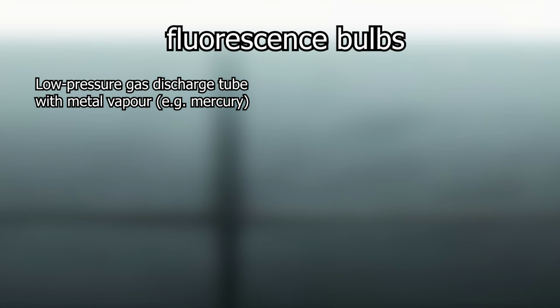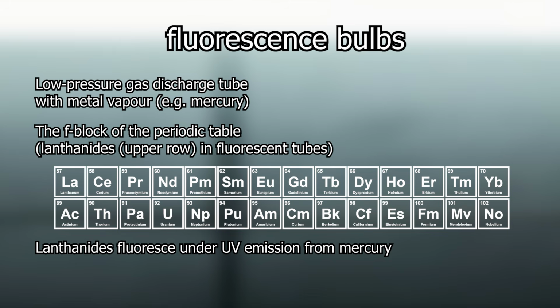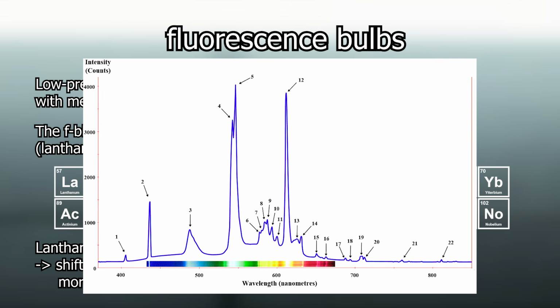In most laboratories, however, we have light that is generated by fluorescent tubes. Depending on the fluorescent tube, the inside is coated with F-block elements such as terbium, cerium and lanthanum, which then fluoresce under the mercury light and thus shift the high UV component of the mercury emission into the visible range. By using several lanthanides, you get many fluorescent peaks distributed across the entire spectrum, creating this cold white color impression of a fluorescence tube.